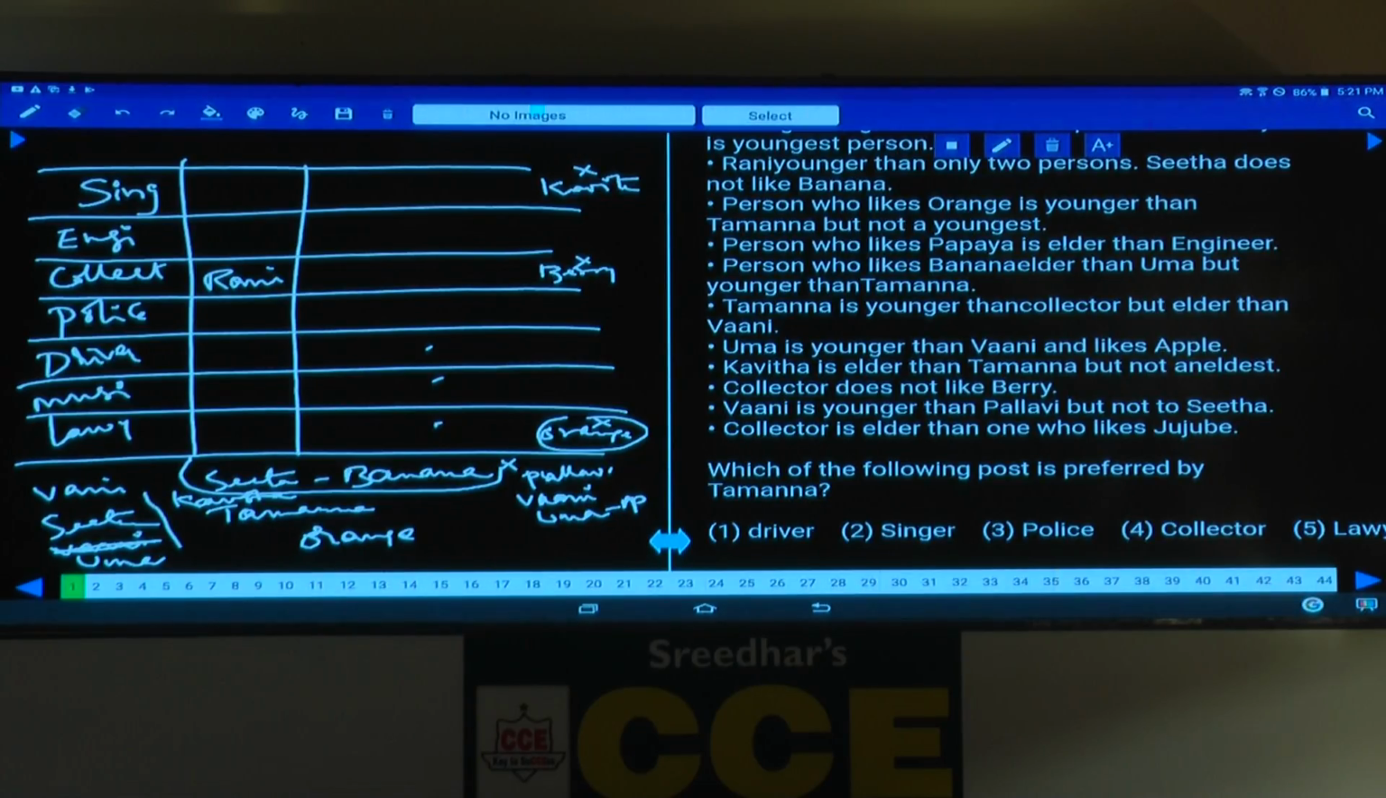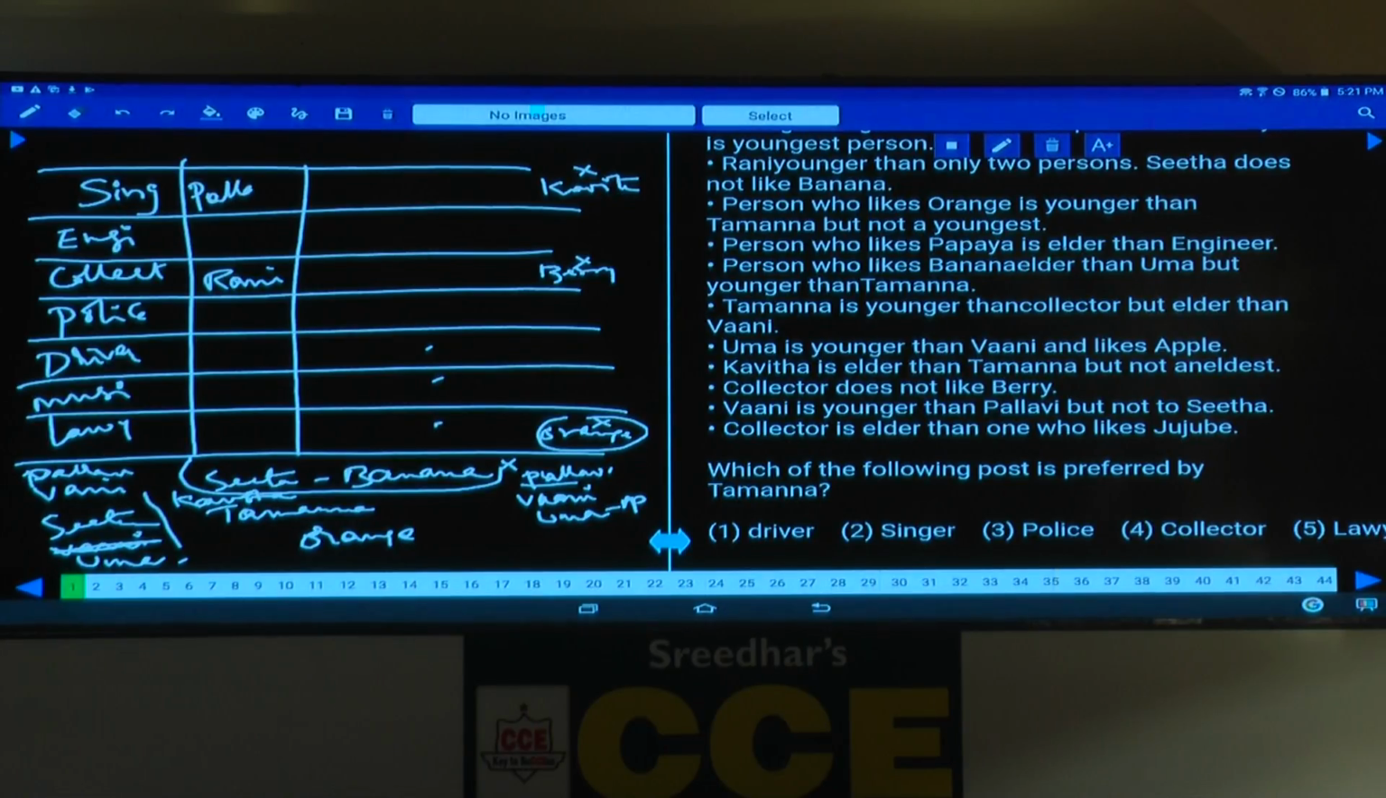Just to fix this. Now where can this Pallavi be? Pallavi is more than Vani, isn't it? As Pallavi is more than this, Pallavi will be somewhere ahead of all this. Pallavi is more than Uma, more than Sita, more than Vani, more than Rani, isn't it? Hence Pallavi is more than Tamanna as well. Hence this Pallavi must be at this place.